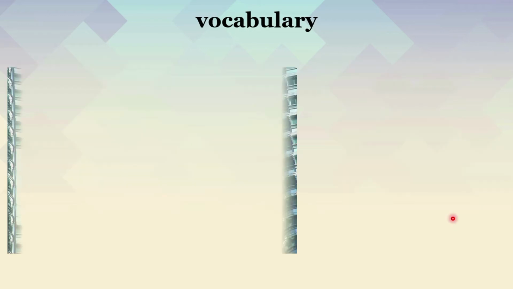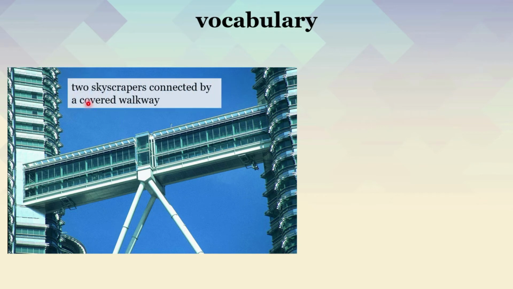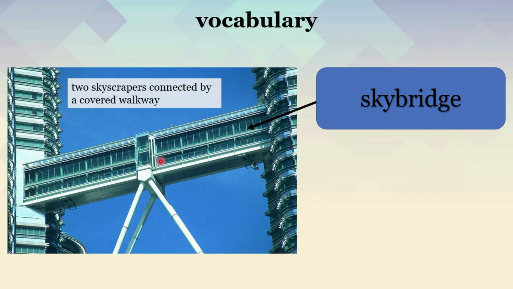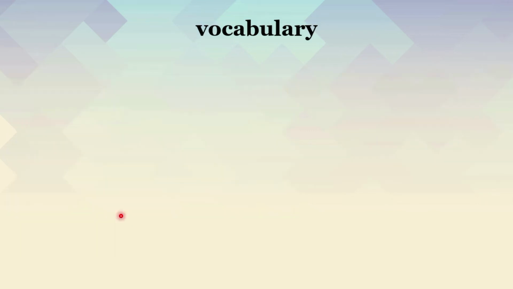Our next word is this. What can you see here? You can see two skyscrapers connected by a covered walkway. This covered walkway is called a sky bridge. It's a covered walkway between buildings.